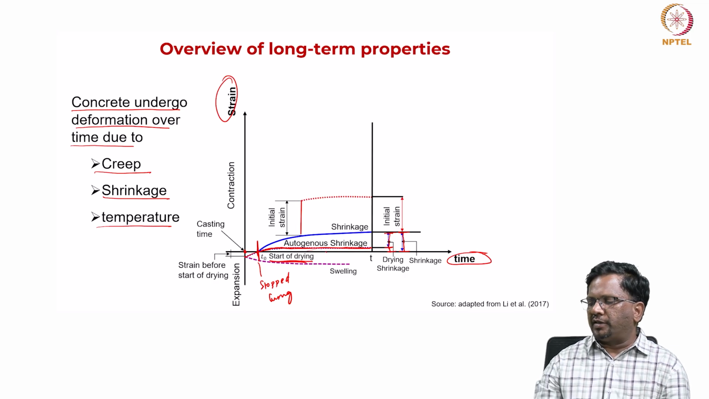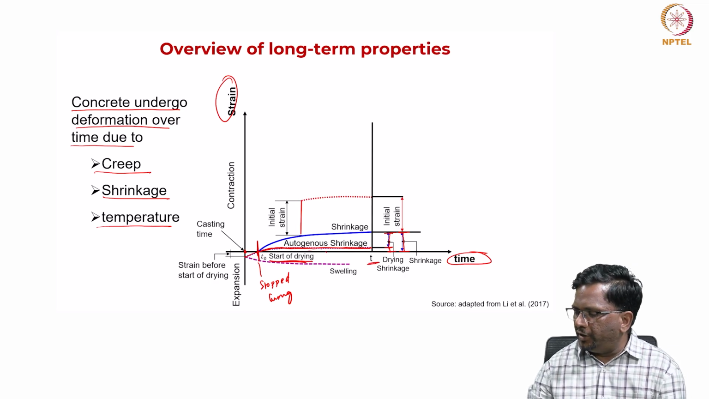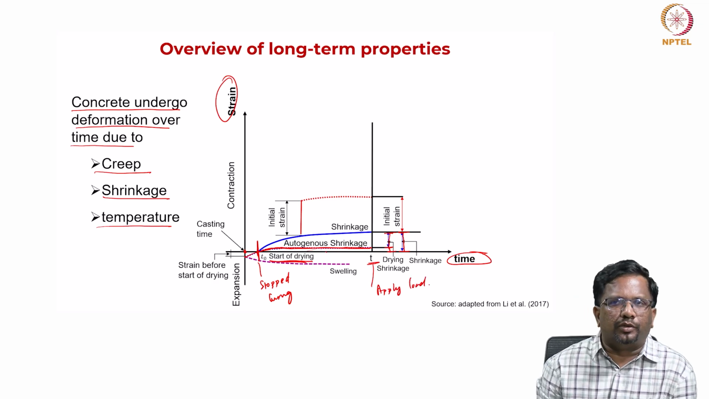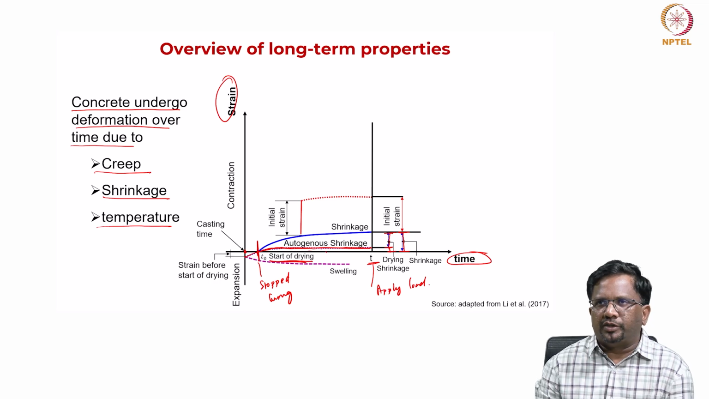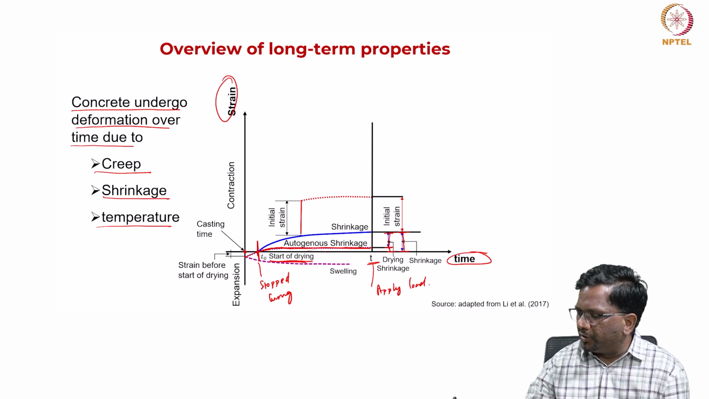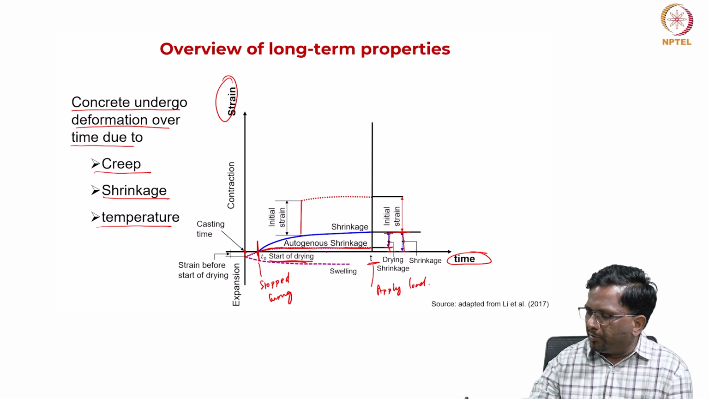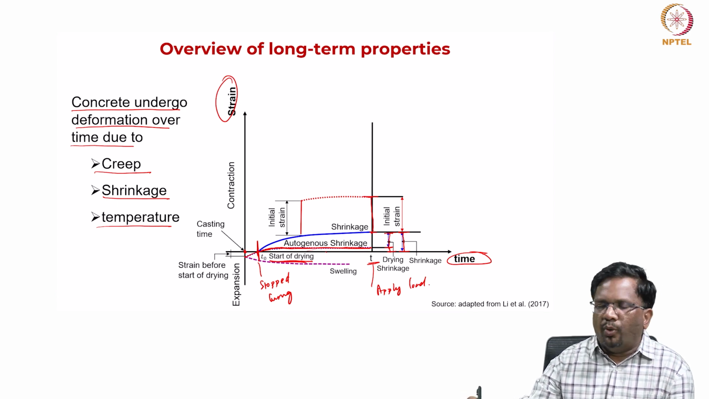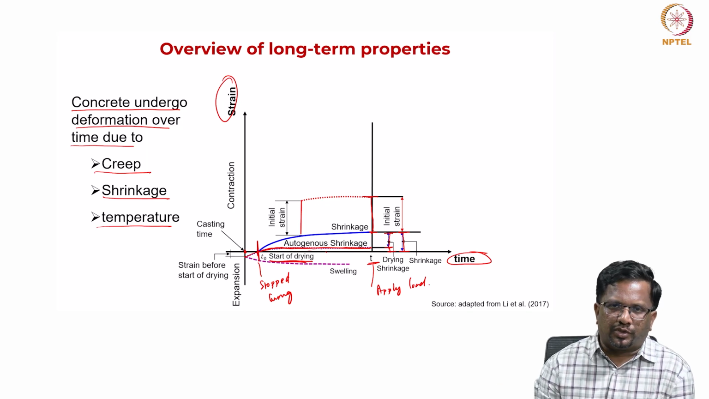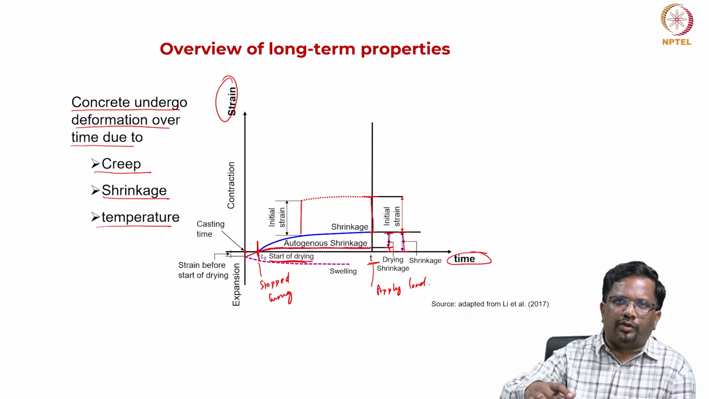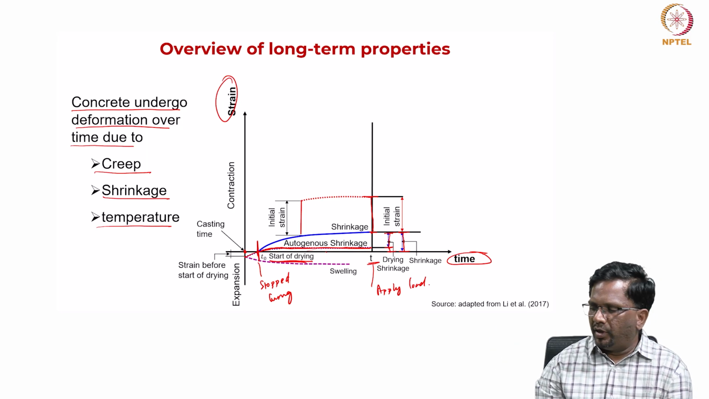Now I start applying the load. This is the time T at which I apply the load. So I apply the load. Then what happens? There is an initial strain. This is the total strain from shrinkage, and from here to here I have load induced strain. Because of the application of the load, now there is a strain.